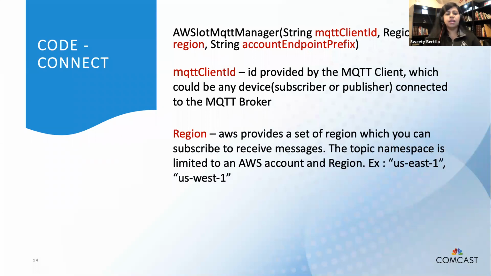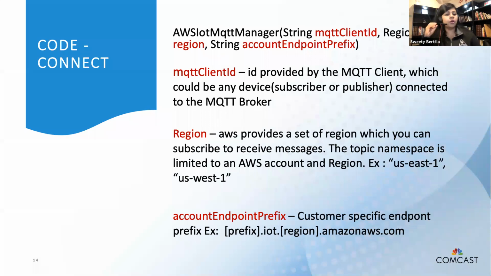Next is the region. AWS provides a variety of regions, data centers where you can use, such as US East 1, US West 1. You can pick those regions and create an endpoint there. Make sure that the AWS account and region are unique. That means you cannot create an account endpoint in the region US East 1 and expect clients in US West 1 with the same account to receive the messages. No, that won't happen. You have to make sure that the account and the region are the same.